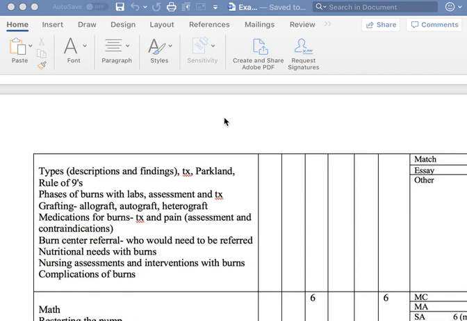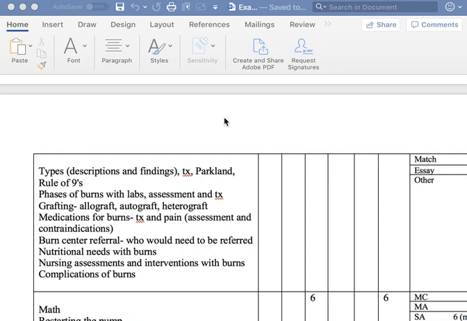So it would be 9. It would be half of the one leg. So the whole leg, front and back, is 18. The front is 9. The back is 9. So it would be half. It would be 9. So that's what you want to look at and be able to differentiate those.